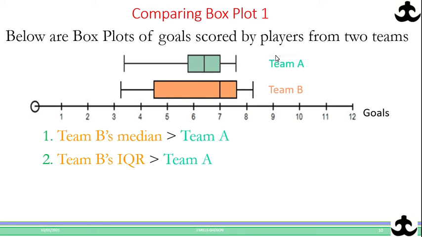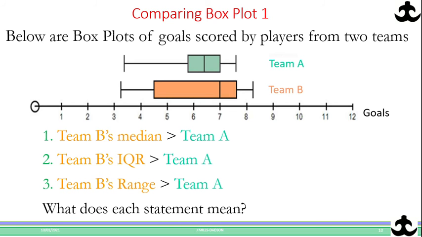Also, team B's interquartile range, as you can see, is bigger than team A. Let's talk about the range. You can also see that the range of B is bigger than the range of A. So you can see every aspect that we see here, median, interquartile range, and range of B is bigger than A. Okay, so this is just a statement that we just made.